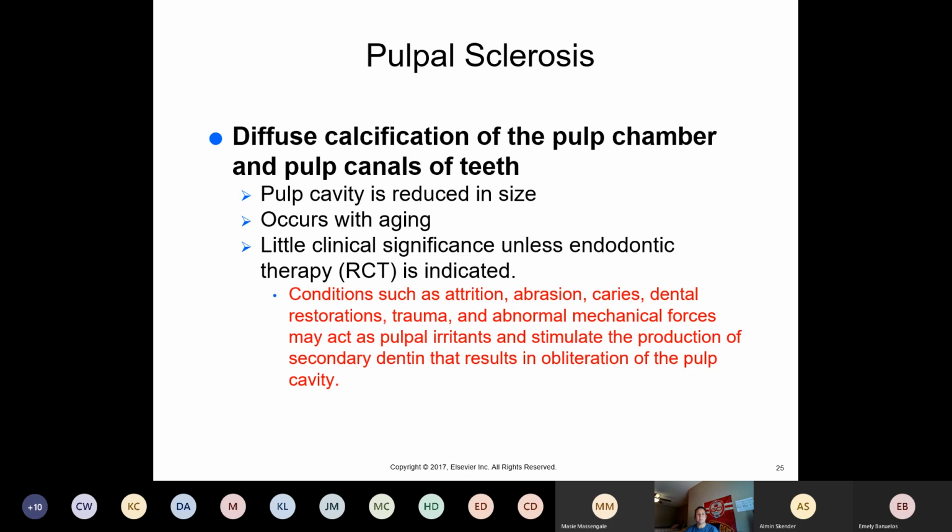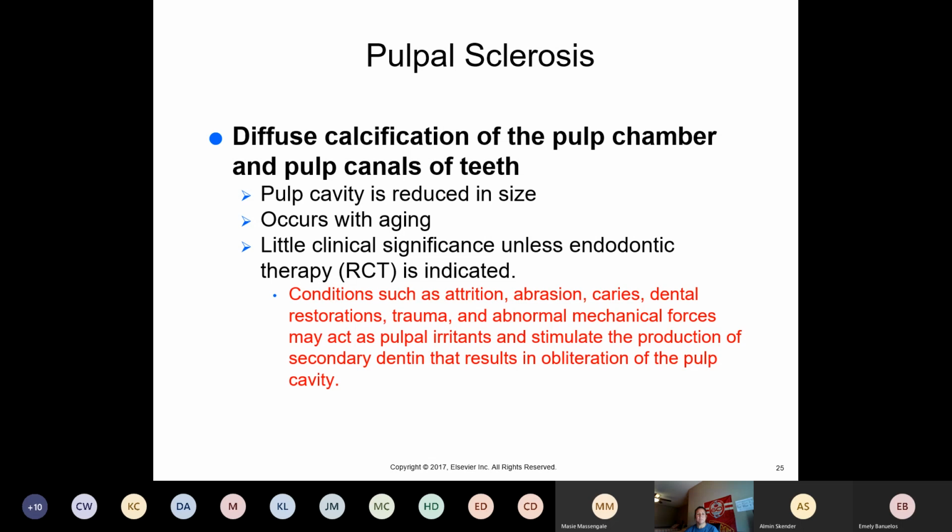This condition has little clinical significance. If it is a problem, they'll do root canal therapy if necessary. Things that can lead to this are attrition, abrasion, caries, dental restoration sometimes because that's traumatic to the tooth, trauma to the tooth, etc. So some things like that can stimulate the production of secondary dentin. And secondary dentin we'll learn about in histology and embryology. That is the dentin that your teeth produce in the event they've been exposed to a trauma.